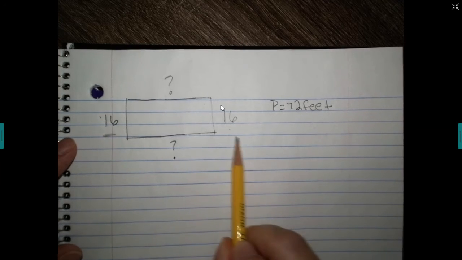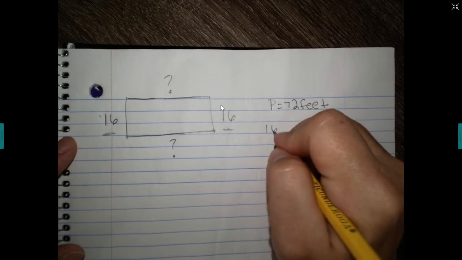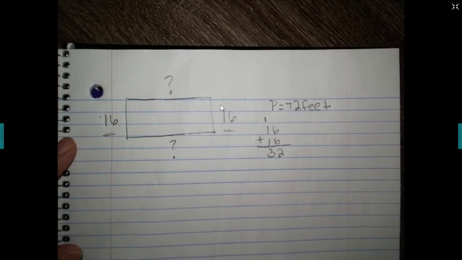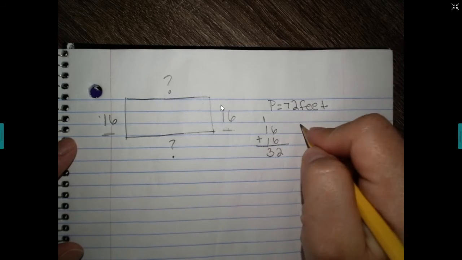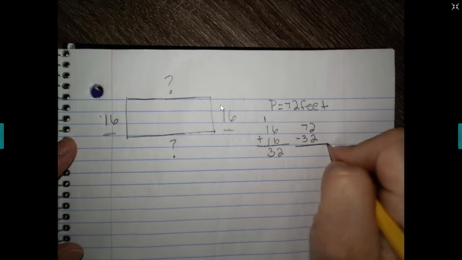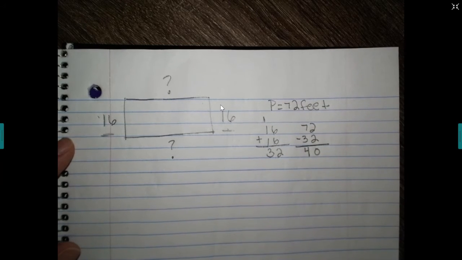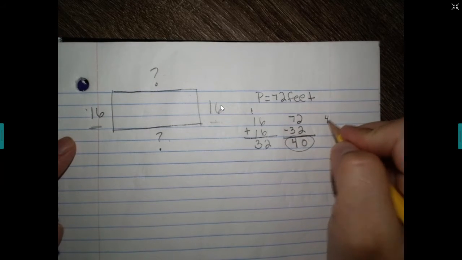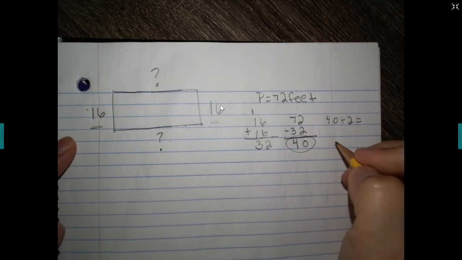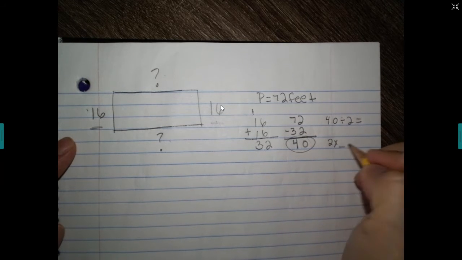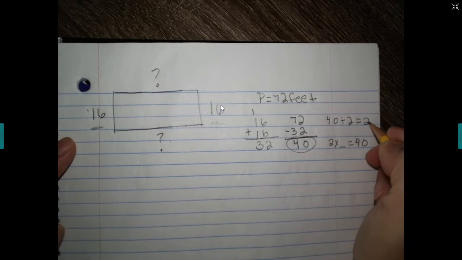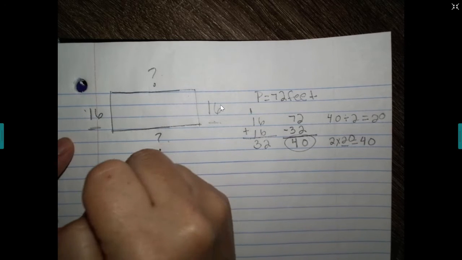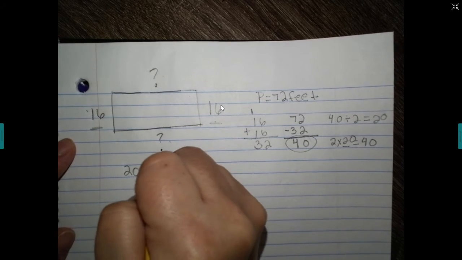So the first step we're going to do is add our 2 sides together. 16 plus 16. 12, carry your 1, 32. Then we're going to subtract from our total. So 72 minus 32. And then step 3 is we have 2 sides that we can share 40 with. So 40 divided by 2, or what times 2 gives you 40? And you should have come up with 20. So the length of the long side is 20 feet.